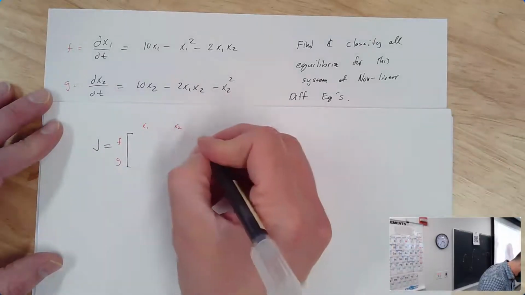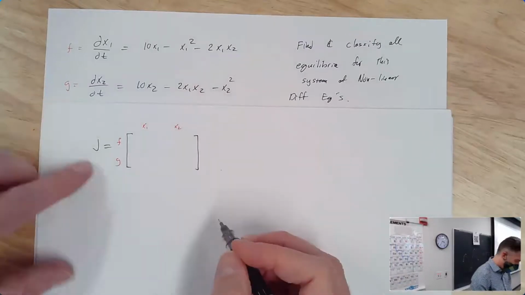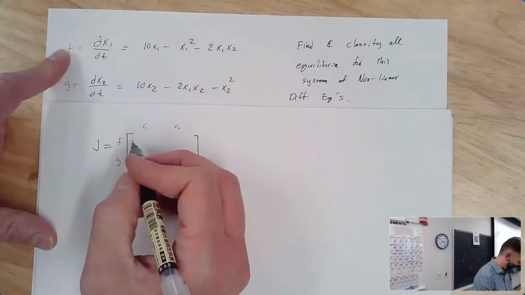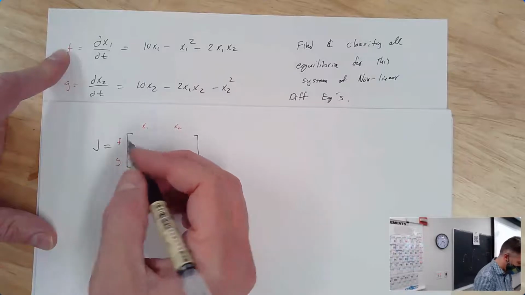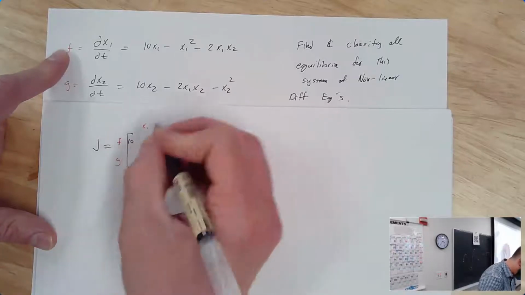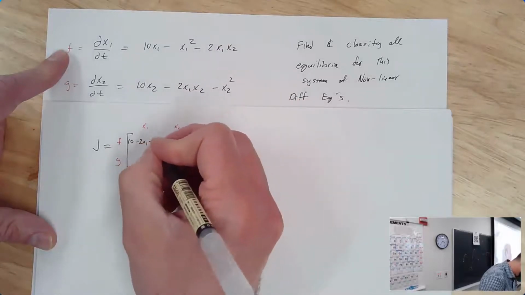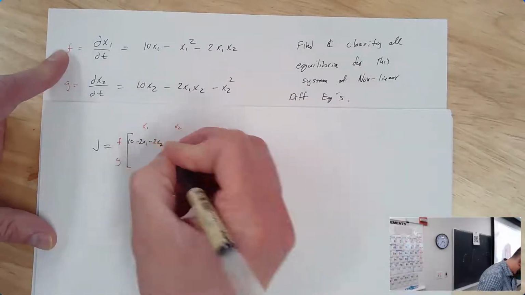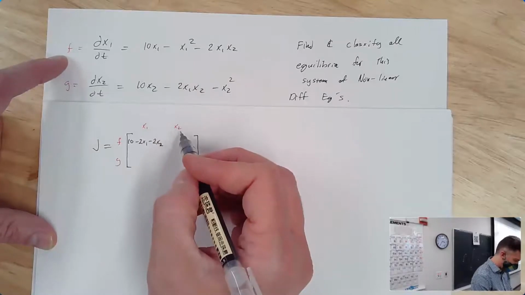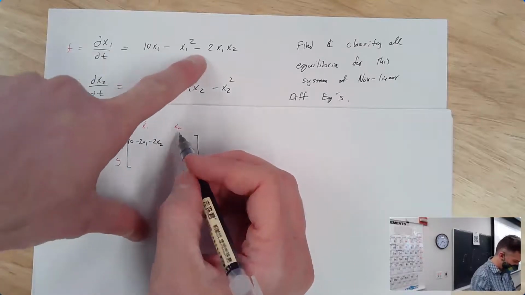I really think it might be worthwhile to do this when you find it. The derivative of f with respect to x1 is going to be, I didn't give myself enough room here, really. It's going to be 10 minus 2x1 minus 2x2. The derivative of f with respect to x2 is going to be 0 minus 2x1.